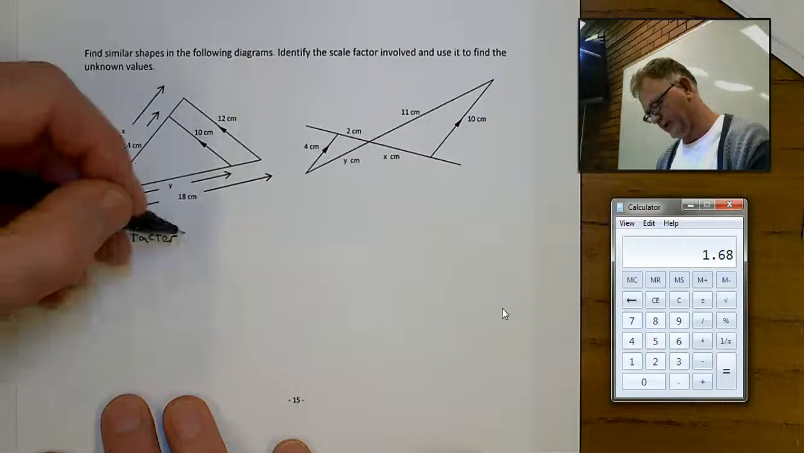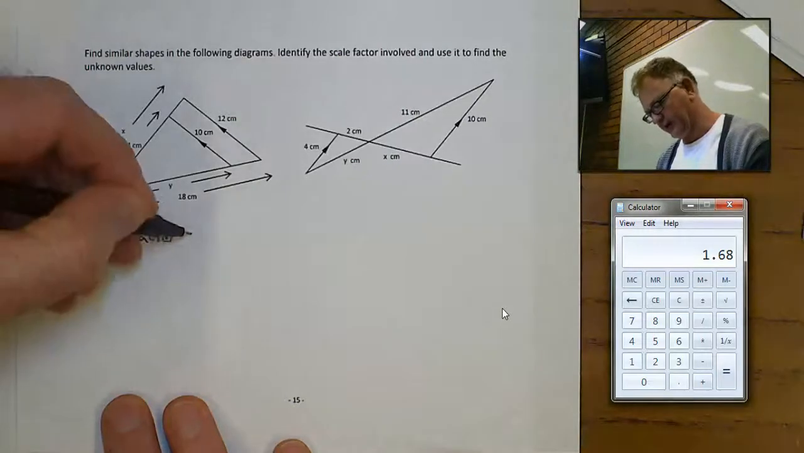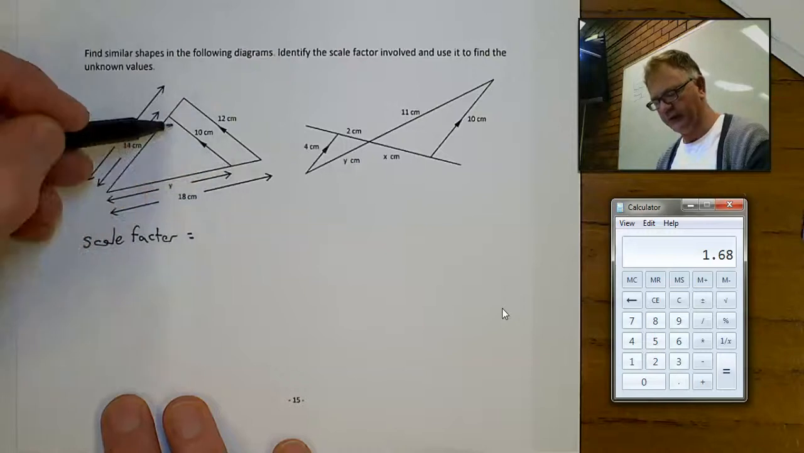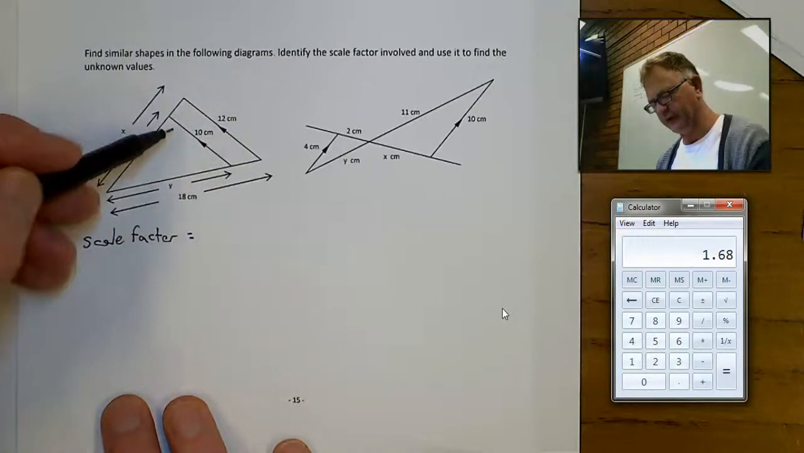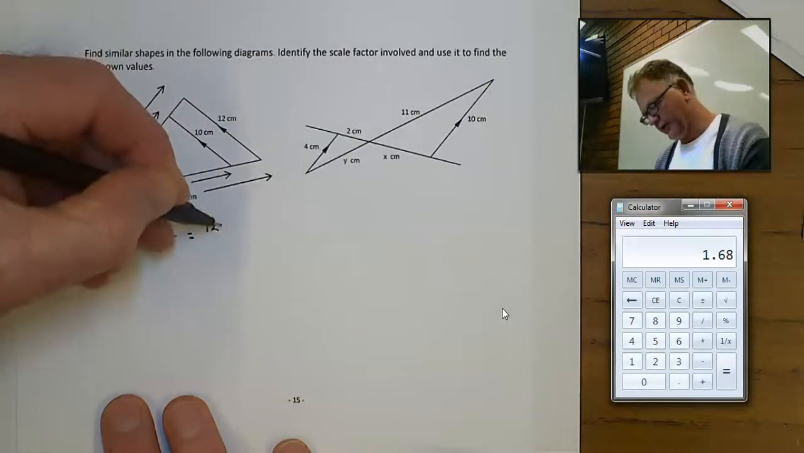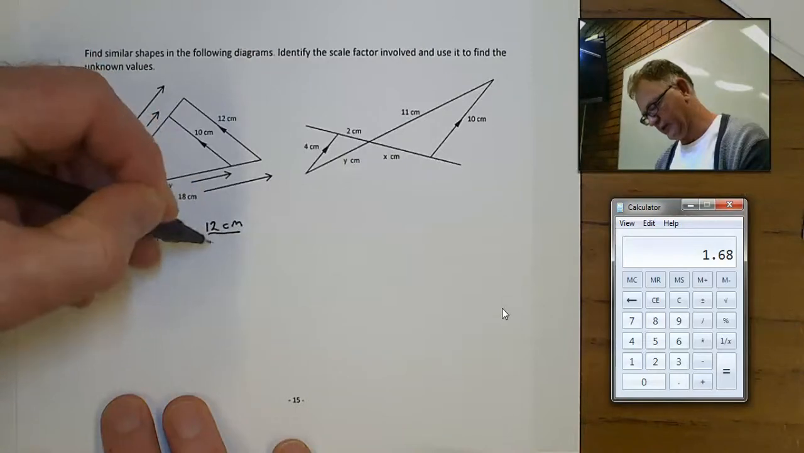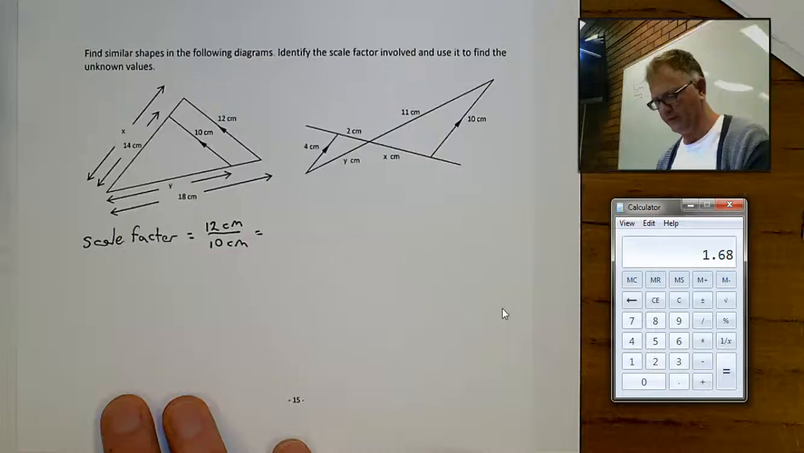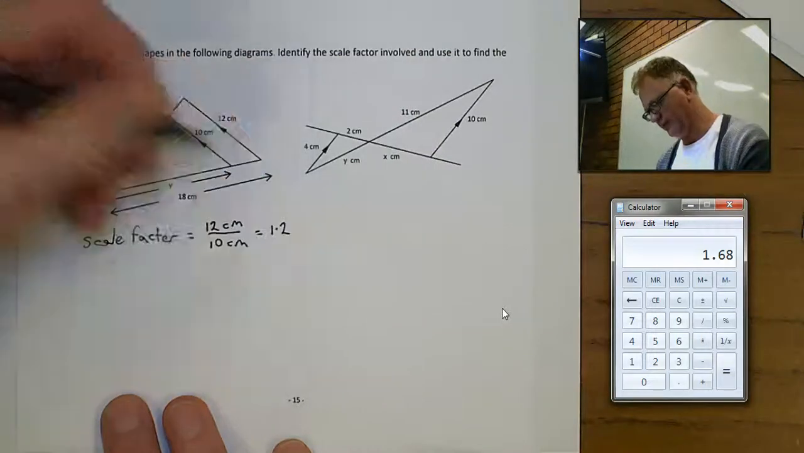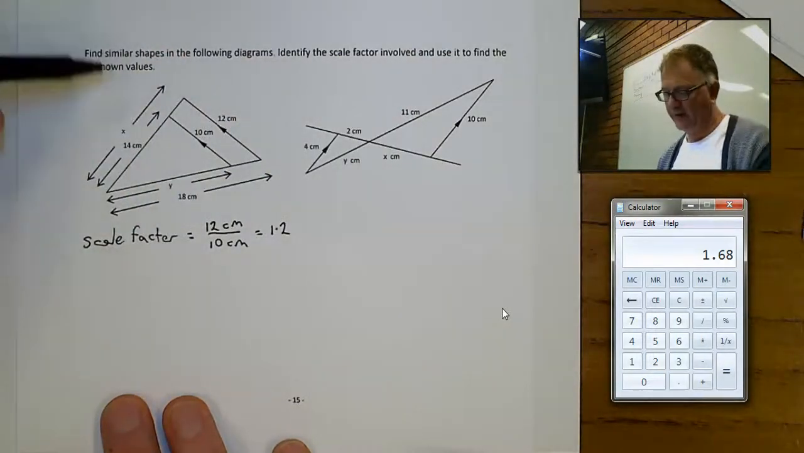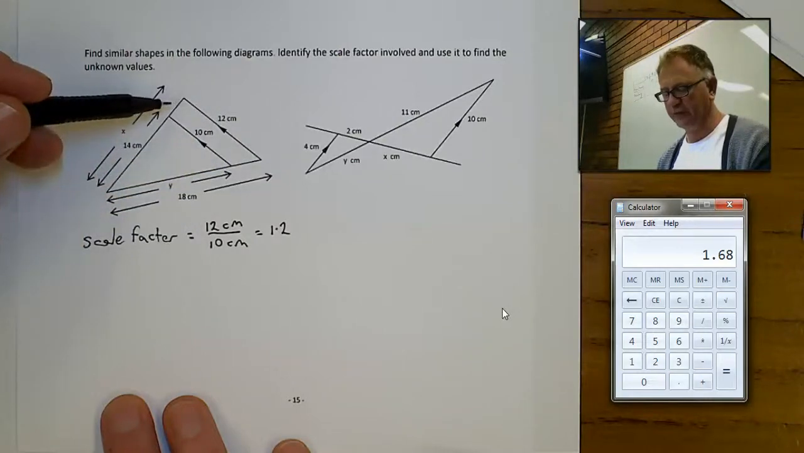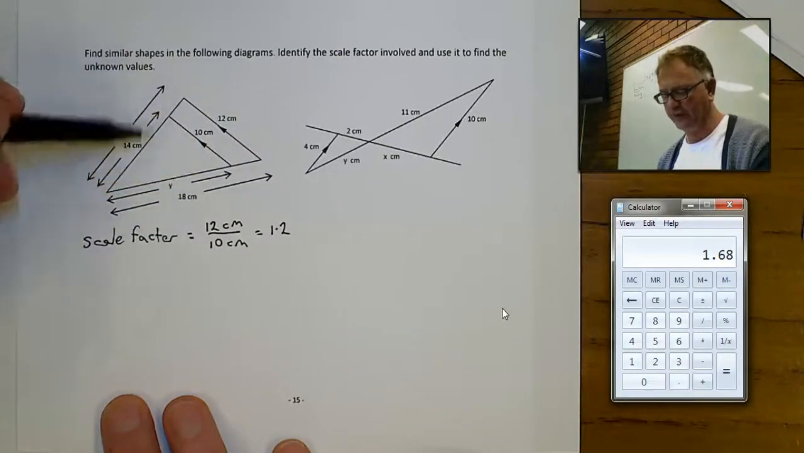So in doing that, the scale factor is equal to, remember, the size on the image divided by the size on the object. So these are corresponding sizes. 12 centimetres on the image was 10 centimetres on the original. 12 divided by 10 equals 1.2. Or in other words, everything on the big triangle is 1.2 times the size that it was on the small triangle.